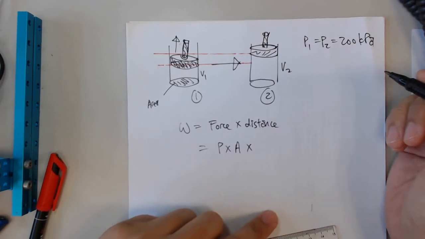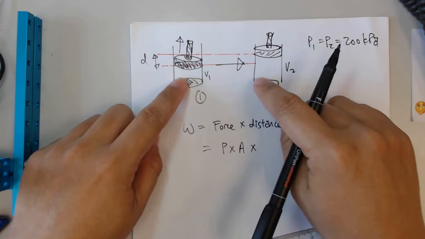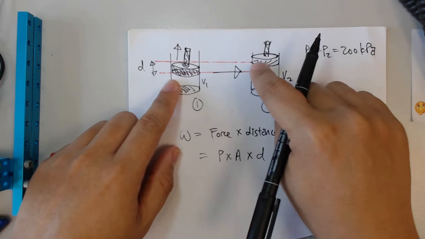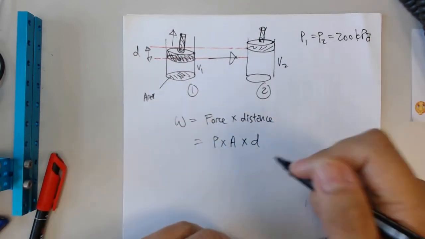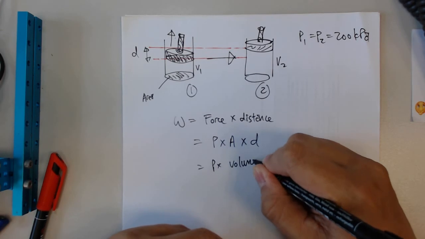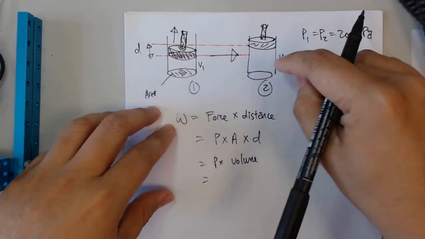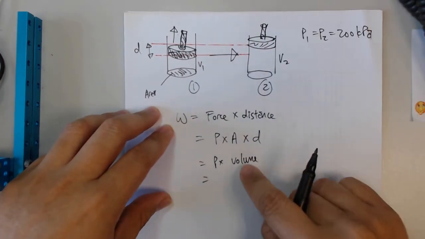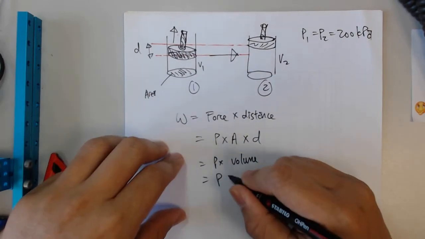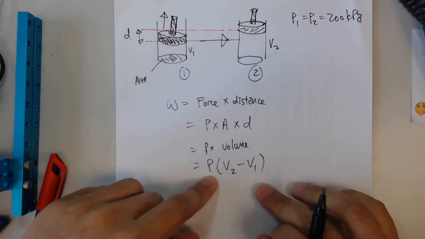What distance is it actually? It is this distance, because the gas manages to push the piston over a distance that is this height over here. And in fact, area times distance is a volume. This volume is the difference in volume. The difference between volume 2 and volume 1 is the effective volume covered by pushing the piston. So it can be written as P(V2 minus V1).